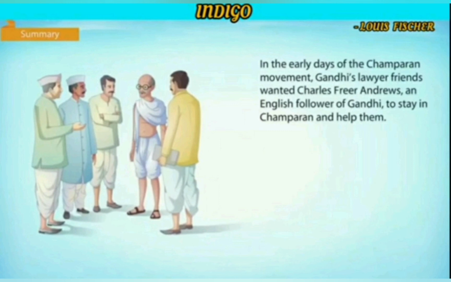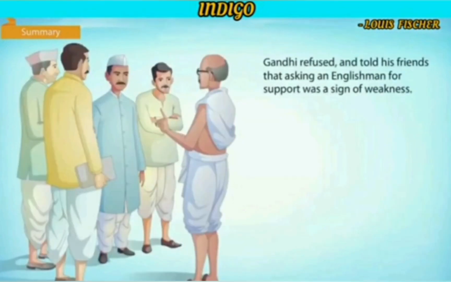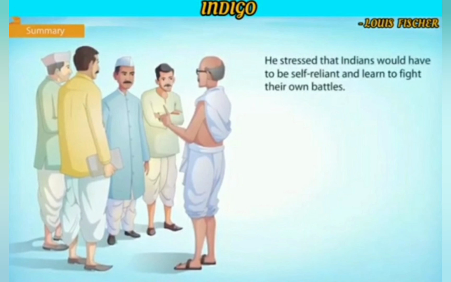In the early days of the Champaran movement, Gandhi's lawyer friends wanted Charles Freer Andrews, an English follower of Gandhi, to stay in Champaran and help them. But Gandhiji refused and told his friends that asking an Englishman for support was a sign of weakness. He stressed that Indians would have to be self-reliant and learn to fight their own battles.